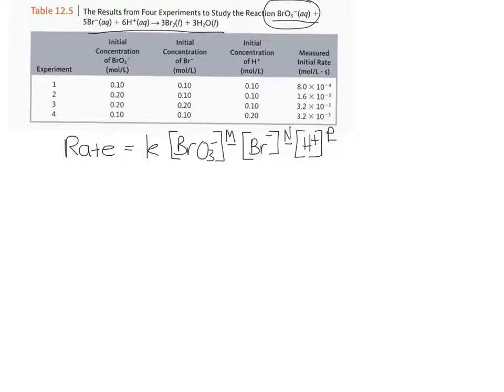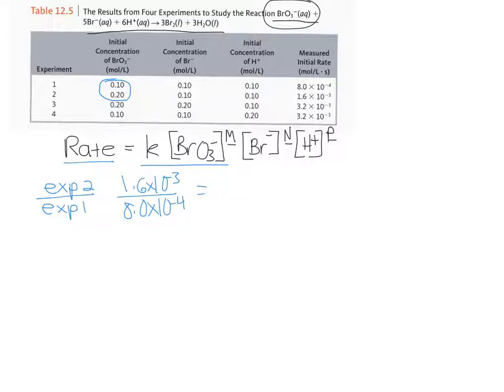So if I want to solve for BrO3, I'm going to look at the different reactions, and I'm going to choose an experiment where BrO3 changed. So if I look at experiment 1 and 2, BrO3 changed in those reactions. So I'm going to do experiment 2, and then I'm going to divide it by data from experiment 1. And the first thing I'm going to do is the rate on this side. So I'm going to take the rate from experiment 2, 1.6 times 10 to the negative third, and I'm going to divide it by 8.0 times 10 to the negative fourth.